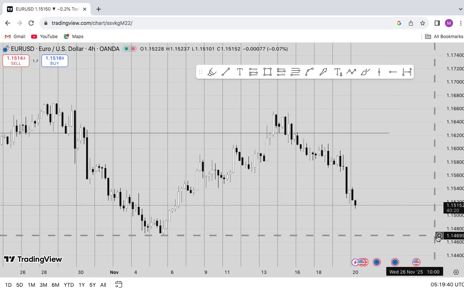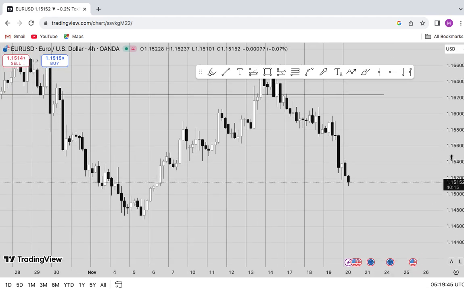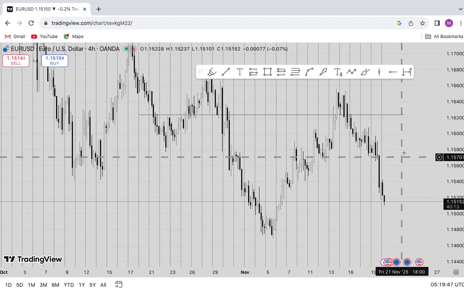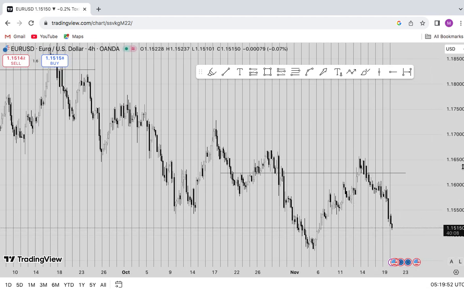And on this 4 hours time frame, we are still looking at a bearish move. We are still going bearish. You see, we are still heading bearish.